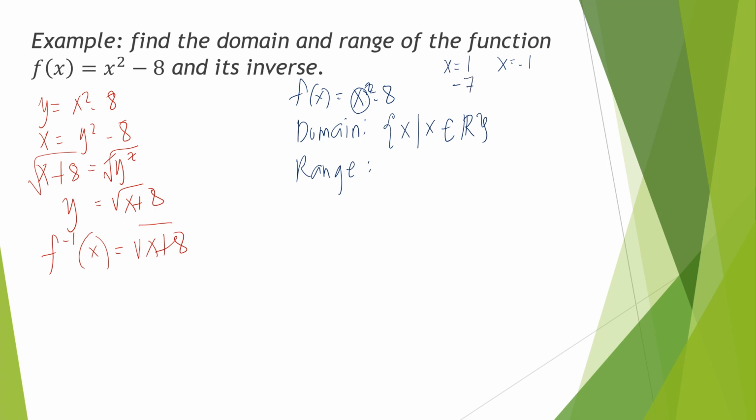Kapag negative 1, magbibigay lang din siya ng negative 7. Kapag 0 naman yung x natin, magbibigay siya ng negative 8. Kapag negative 2 and positive 2, parehas lang yung lalabas na range. So, 2 squared is 4, 4 minus 8 is negative 4. And negative 2 squared is 4, 4 minus 8 is negative 4. So same lang yung lumalabas.